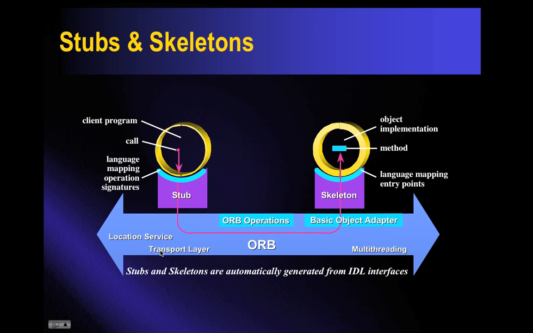And if you put this in a networking term, it's at the transport layer. So it's running above TCP, essentially. The location service, multi-threading, stubs and skeletons automatically generated by the IDL interfaces. And similar concept in terms of what we're looking at with an RMI environment.